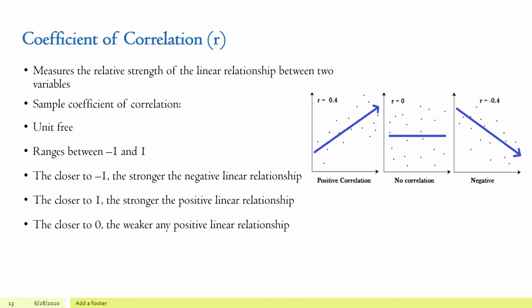The sample coefficient of correlation is unit free and ranges between -1 and +1. The closer to -1, the stronger the negative relation. The closer to 1, the stronger the positive relation. Closer to 0 means a weaker relation or no relation. For example, this is positive correlation because r is 0.4, this is r equal to 0, which means no relation, and this is r of -0.4, which means it's going down, a negative correlation.